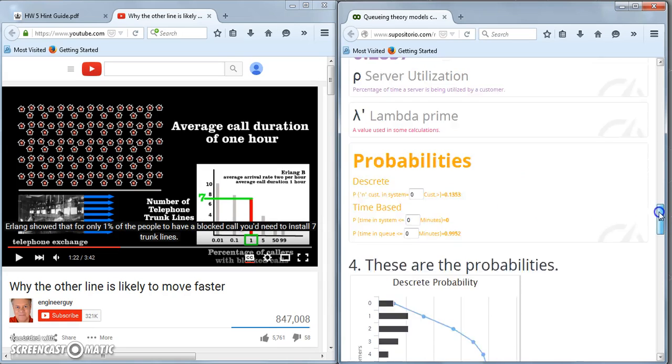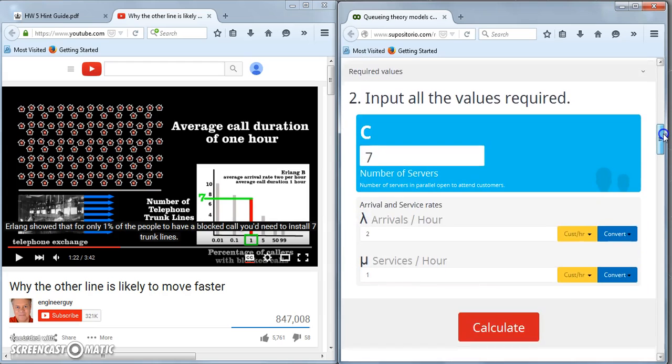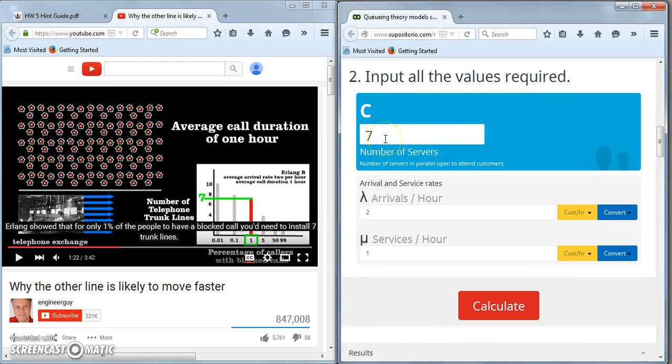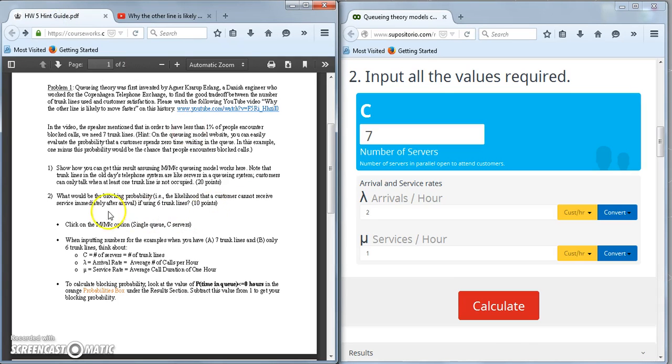So again, here I just entered in the number of servers, 7. Our arrival rate was 2 per hour because we're given this information that the average arrival rate is 2 per hour. And our services per hour is 1 because we're told that each customer spends about 1 hour on the phone. Now for the second part of homework problem 1, we're asked to figure out the blocking probability if we're only using 6 trunk lines.